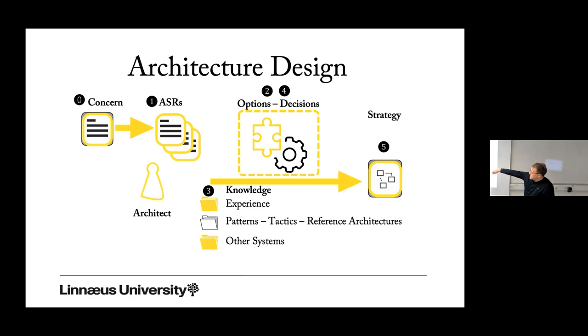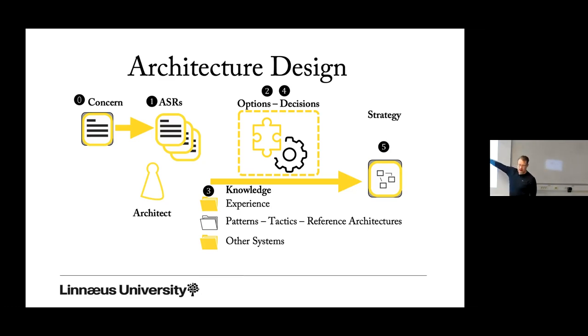And then you use the knowledge to get your options in place, and then you can start to evaluate options, and then you can make decisions. And the decision results in a strategy. And a strategy is a set of design decisions. That is, if it comes to security, for instance, our authentication mechanism works like this. Our session management works like this. We store user information here. We communicate all information using this encryption technology. So decisions that are important for a large part of the system.